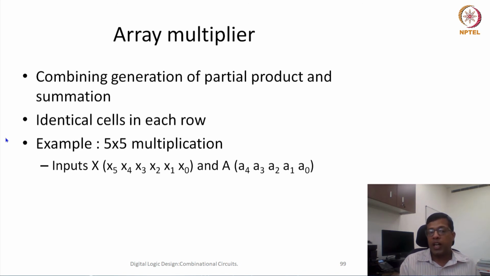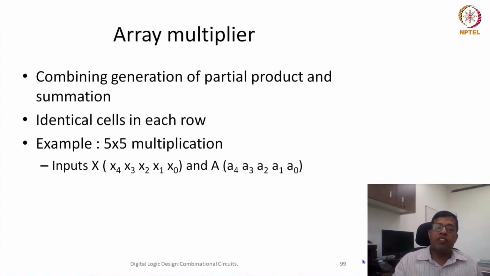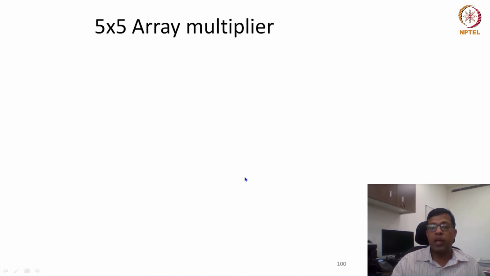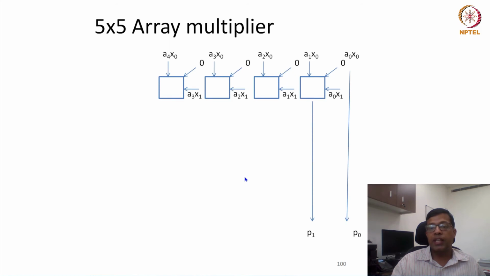Okay, so let's try to understand this particular multiplier with a 5 cross 5 multiplication example. The example is generic enough that you can easily extend it to any kind of multiplication. So we are considering 5-bit input x and 5-bit input a. This x is x0, x1, x2, x3, x4. Similarly, a is a0, a1, a2, a3, a4. Now this x is being multiplied with a, so my multiplier is x, and a is my multiplicand.